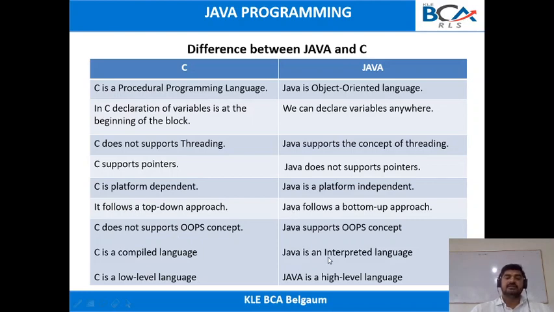Java is a compiled as well as interpreted language. Once you write the C program, you need to compile it. Once you compile the C program, it will tell if it has any errors or not.